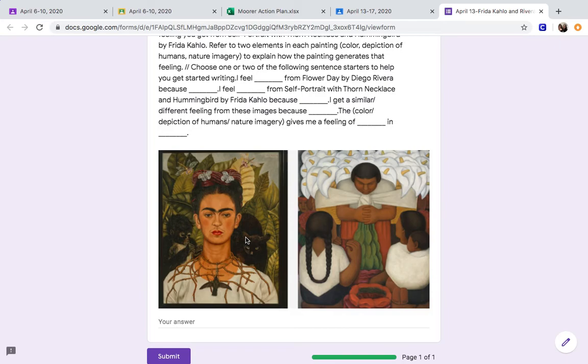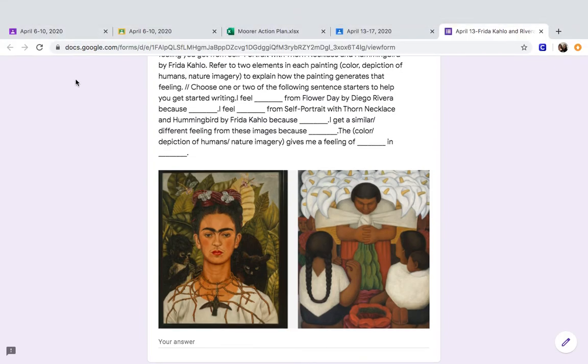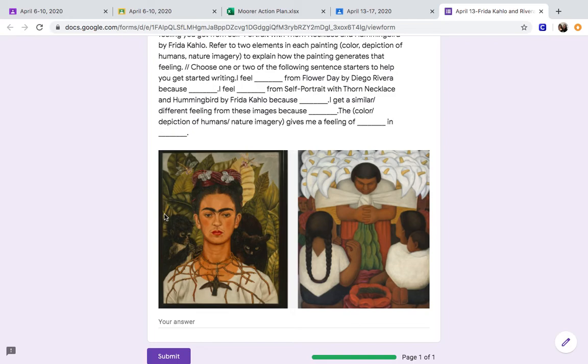So you're going to say, I feel blank from the flower by Diego because why? And give me a reason. What specific part of the painting gave you that feeling? And the same thing with Frida. Give me what made you feel that way and why.